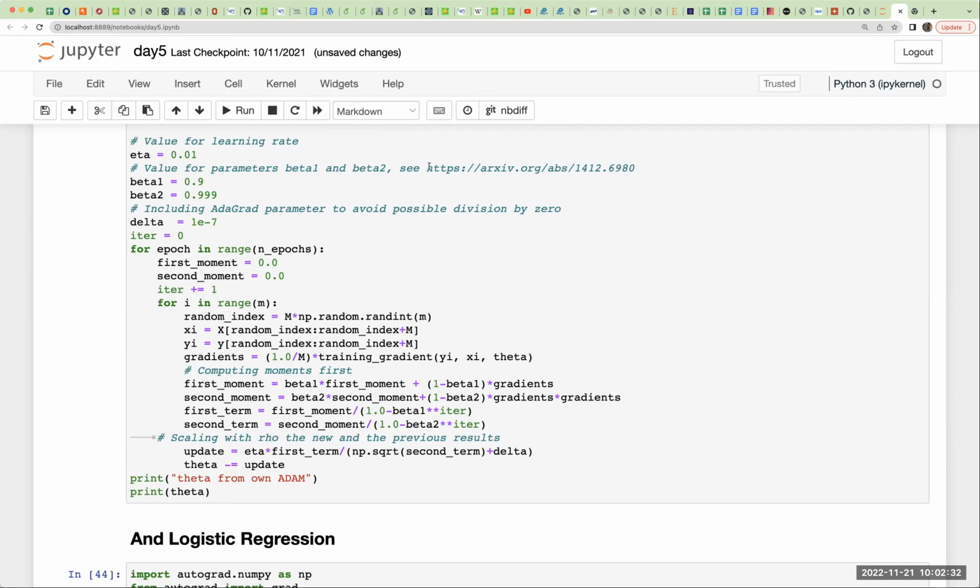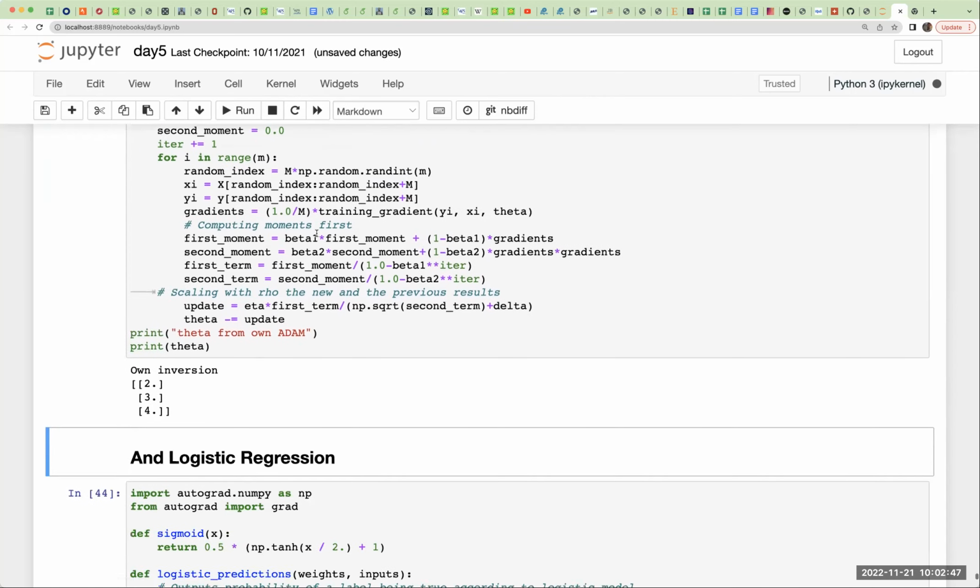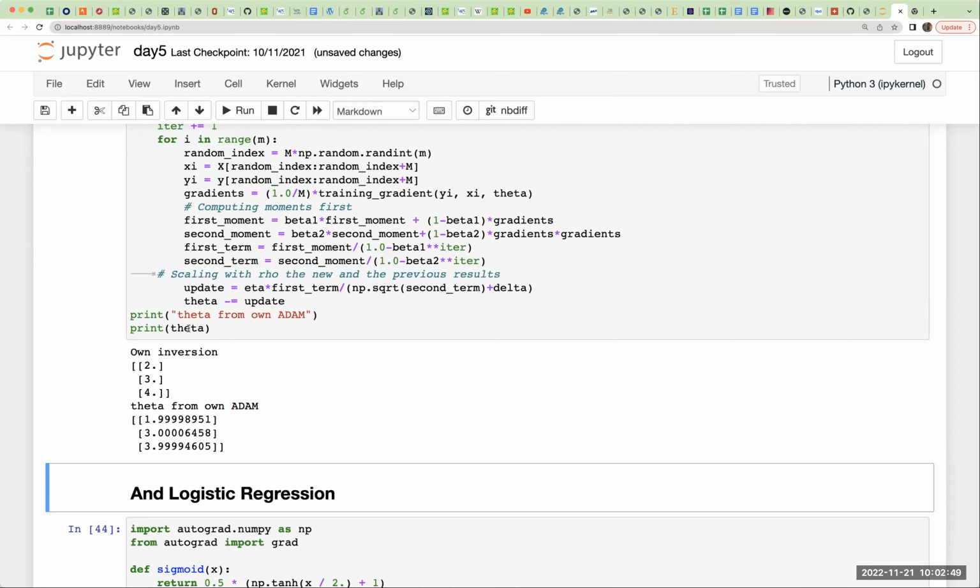And this paper, which you can see if you look it up here, was published in 2014, and it has more than 130,000 citations nowadays. And this is a method which is normally the one used by most practitioners. And as you can see, for this simple function, this second order polynomial, we are getting results which are almost spot on the results from the own inversion.